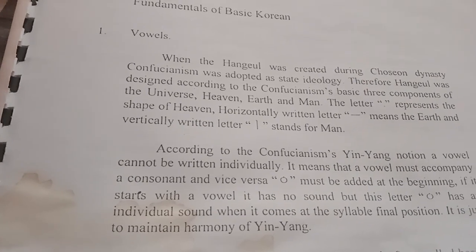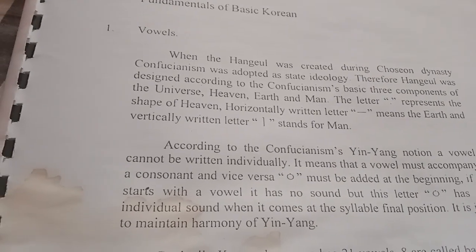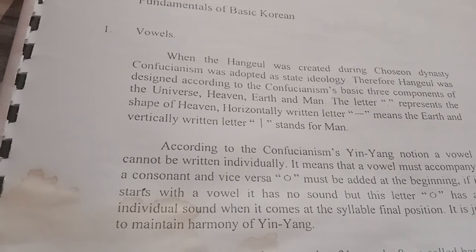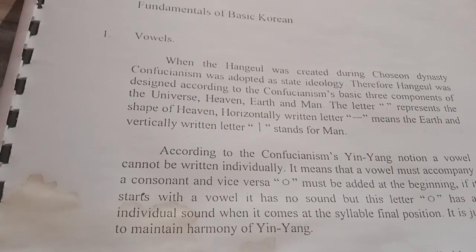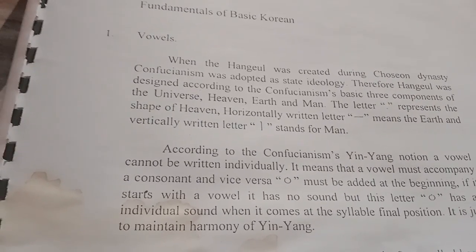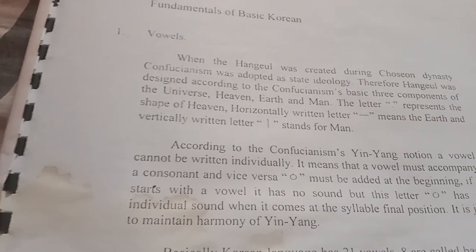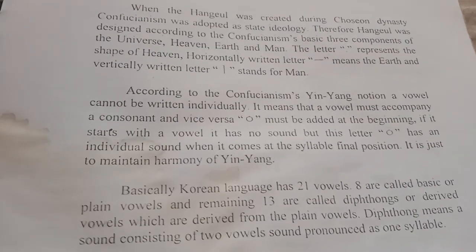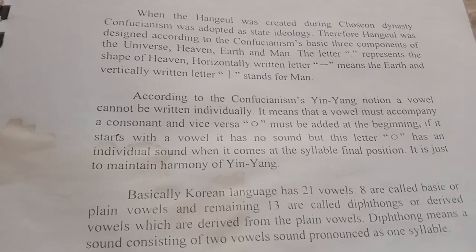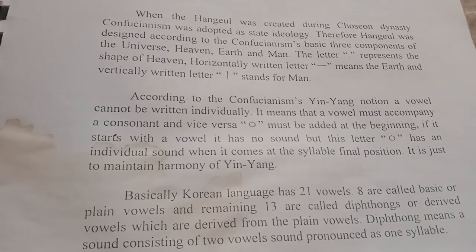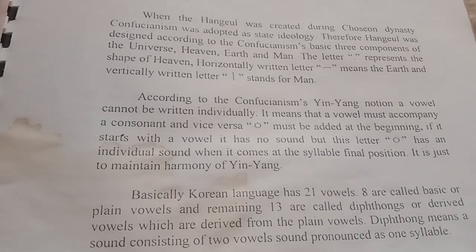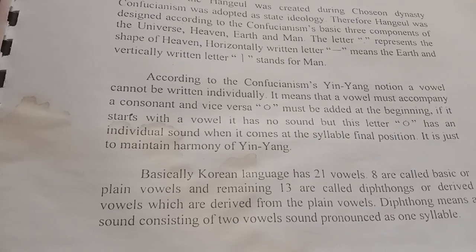The letter represents the shape of heaven. Horizontally written letters mean the earth, and vertically written letters stand for man. According to Confucianism, in the yin-yang notion, vowels cannot be written individually.